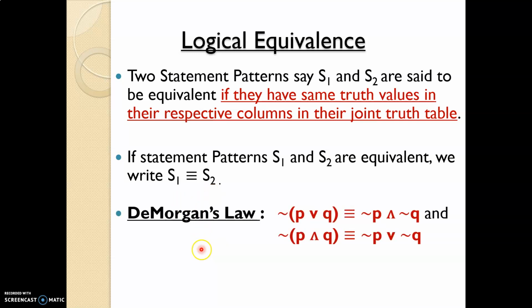De Morgan's law is important. While solving, we will apply this one. So, negation of P or Q is equivalent to negation P and negation Q. And negation of P and Q is equivalent to negation P or negation Q. So, you have to give the negation symbol to both the statements, and the symbol is also changing. That is De Morgan's law.